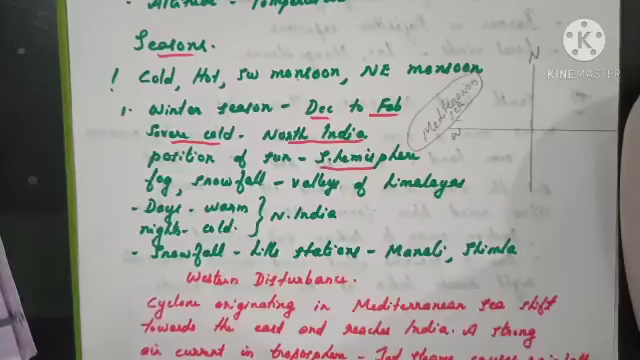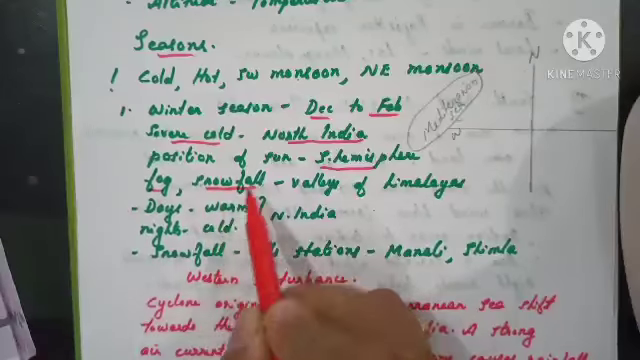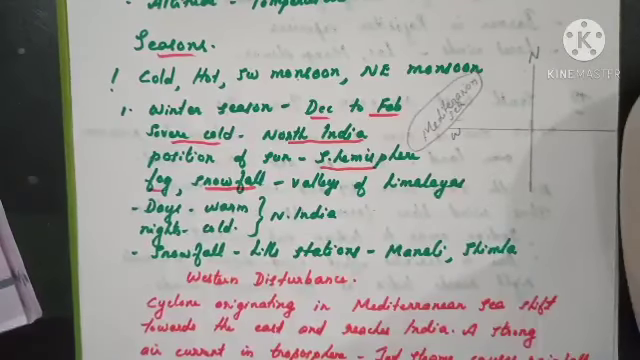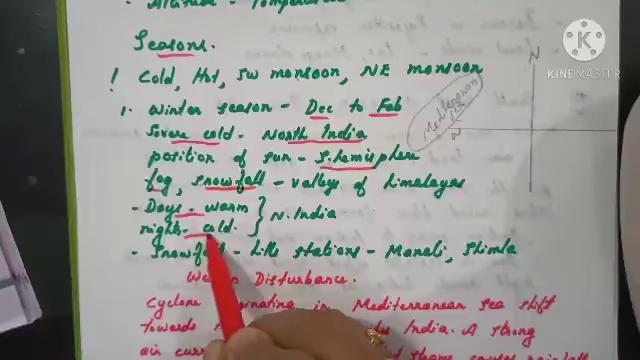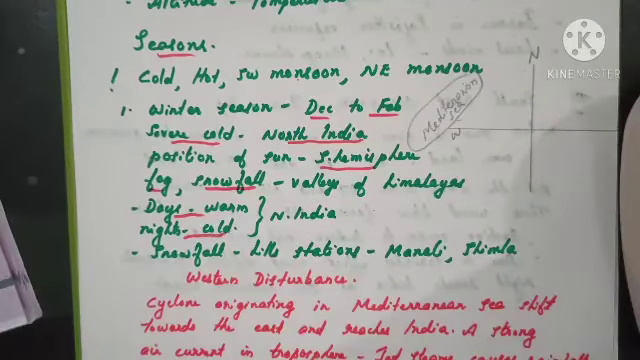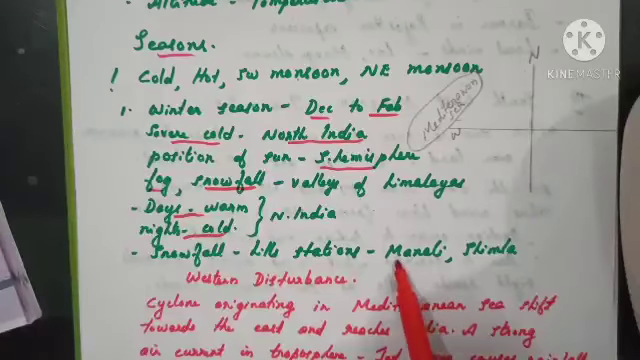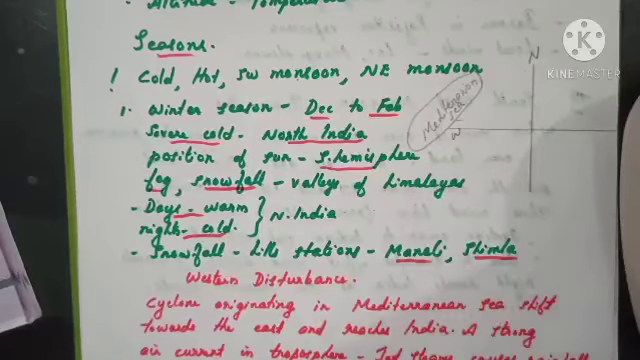Fog and snowfall occur in the valleys of the Himalayas. The days are warm, nights are cold. Snowfall takes place in hill stations such as Manali and Shimla. These are the characteristics of the cold season. You should know the months, and that it is severe cold. The reason? The position of the sun is in the southern hemisphere.